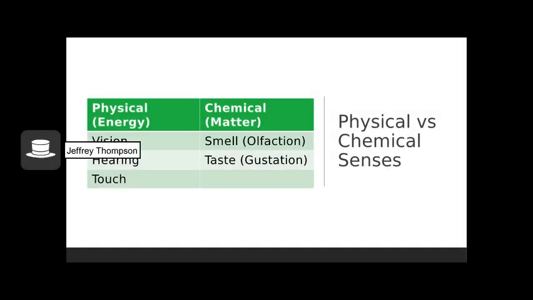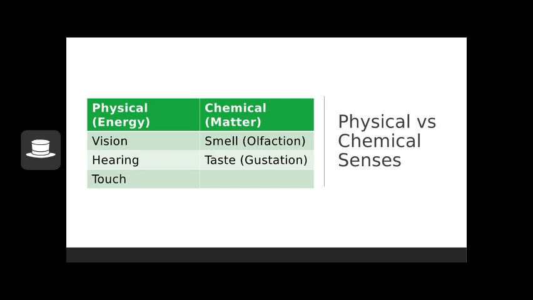So, when we're talking about senses, you're probably familiar with the five main senses. Now, there are more senses than that. We'll talk about that in a second, but the five primary senses are vision, hearing, touch, smell, and taste. Now, we're going to break them down into two separate categories: physical senses and chemical senses. The reason why we differentiate them is because physical senses respond to energy, right? Vision responds to light, hearing responds to vibration, touch responds to kinetic energy like pressure, right?